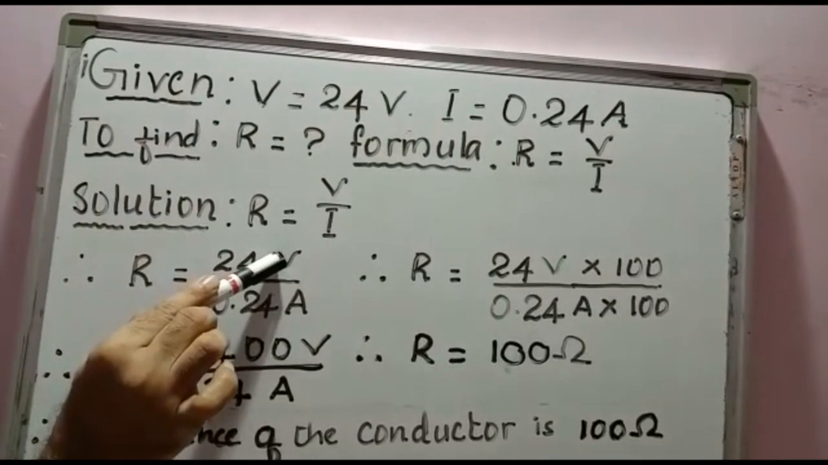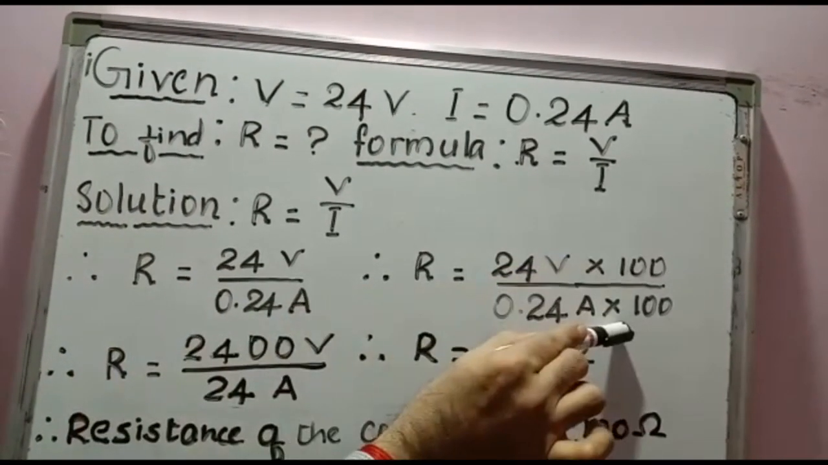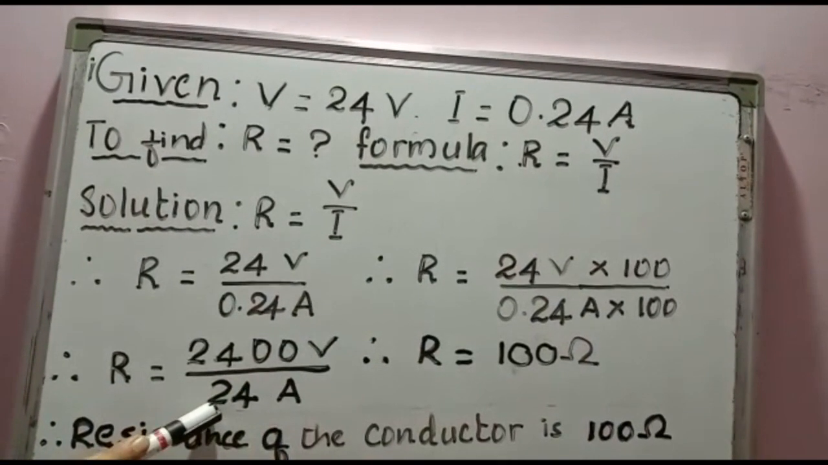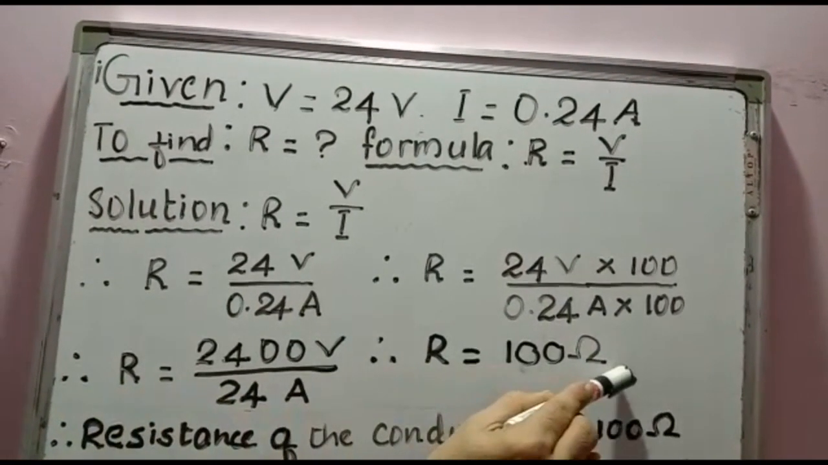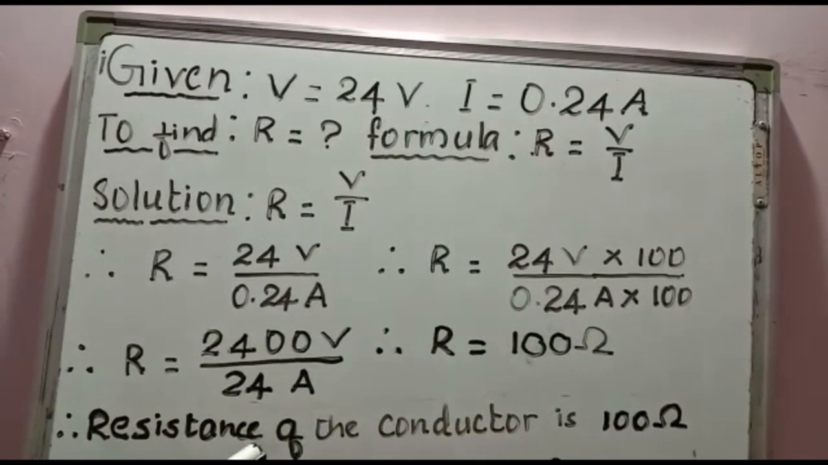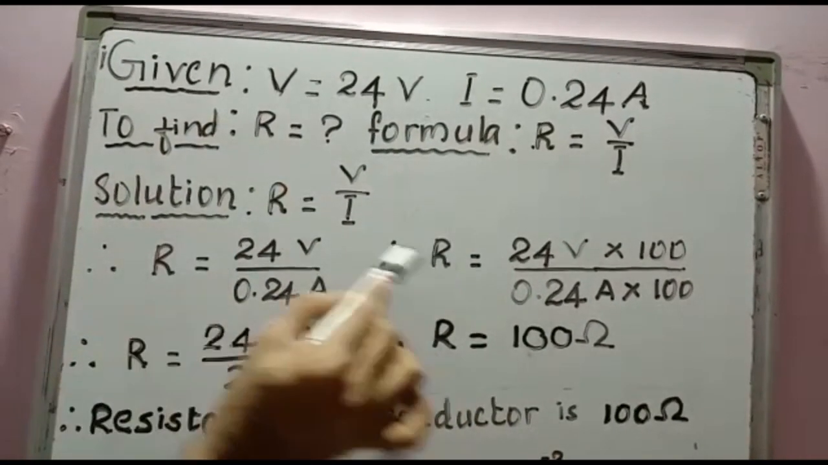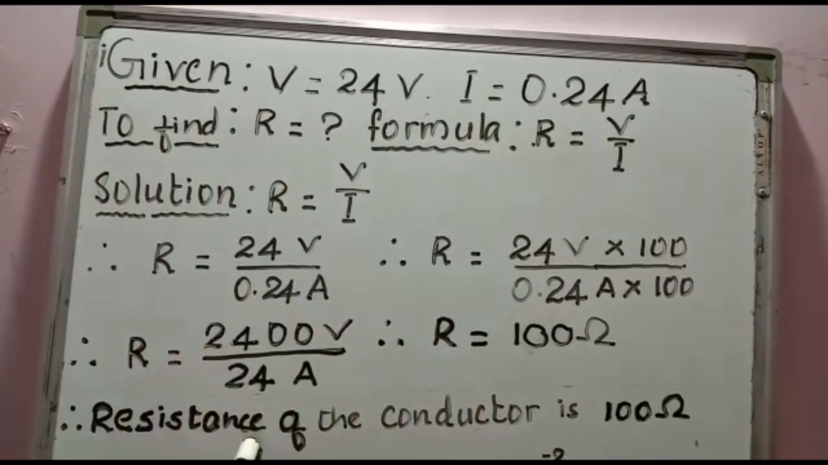We'll multiply both numerator and denominator by 100. So it is 2400 volts upon 24 ampere. When we divide this, R equals 100 ohms. Therefore, resistance of the conductor is 100 ohms. To accommodate in the board, I have written like this, but you have to write stepwise one below the other.